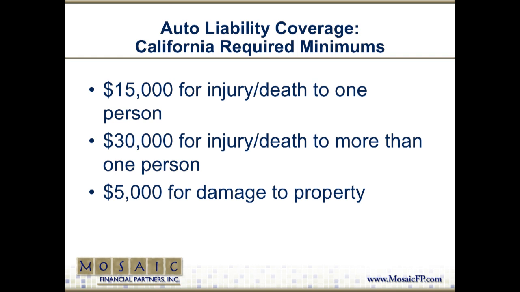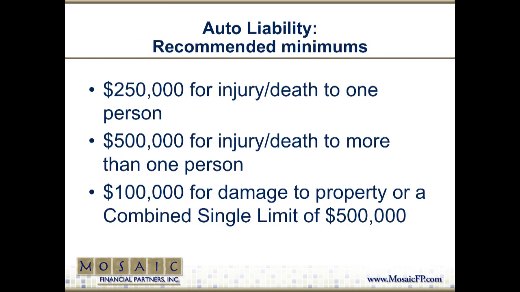And are there minimums? Yeah, here in California, the auto liability coverage minimums are $15,000 per person, $30,000 per accident, and then $5,000 for damage to property. Do you think that's enough? Absolutely not. With our clients, we're recommending $250,000 per person, $500,000 per accident, and at least $100,000 for property damage. We also encourage folks to purchase a combined single limit of liability at $500,000.